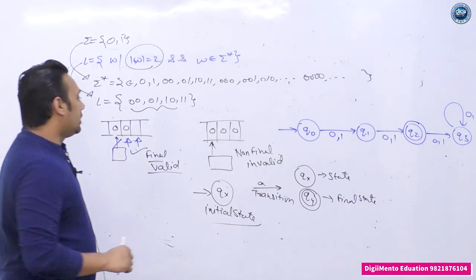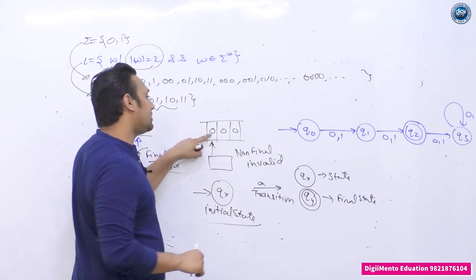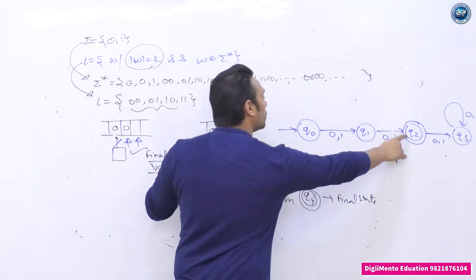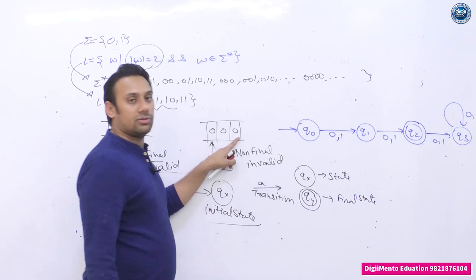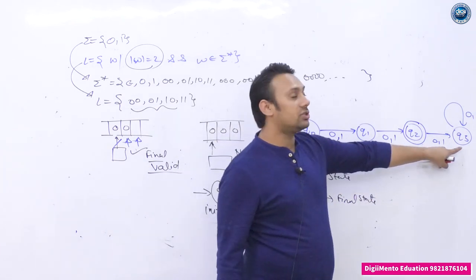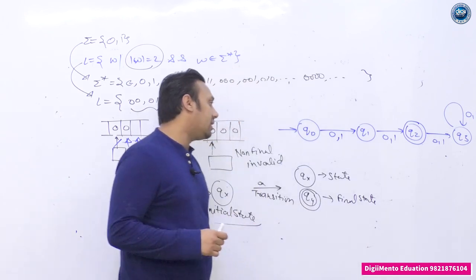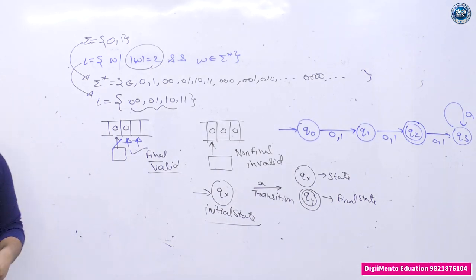Okay? Now if you look at this string, which is 000, first you gave a 0. So by this 0, you went from state Q0 to Q1. Then you gave the second 0, you went from Q1 to Q2. Then you gave the third 0, you went from Q2 to Q3. And after that the string finished, so after reading this entire string you are at state Q3, and this Q3 is not a final state. That means this is not a valid string of this language. The string is not a valid string of this language. Okay.